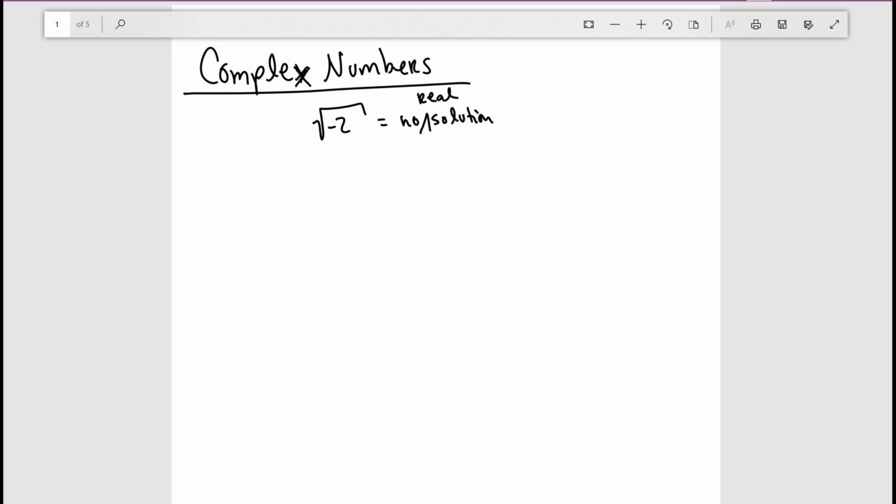Okay, now with complex numbers, we are going to introduce a new type of solution. So we're going to start off with the square root of -1, and we're going to define this with an i. Okay, this i is what we're going to call imaginary. So this is an imaginary unit. Whenever you see i, this is going to be equal to the square root of -1.